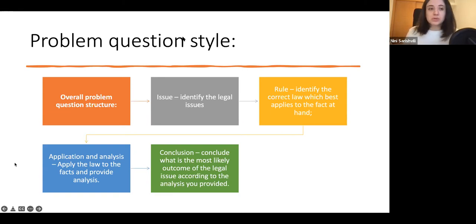Explanation of the law should probably be 50% of the answer, and the other 50% should be the application analysis. This is where you demonstrate your legal knowledge, and this is where you get your marks. So if you omit that part, you will most likely get below 40.